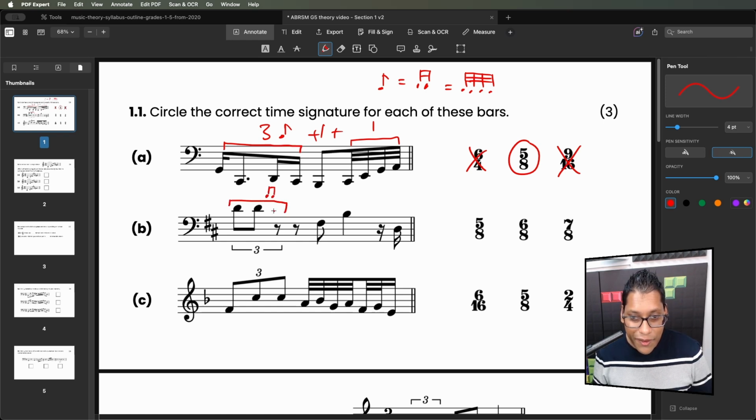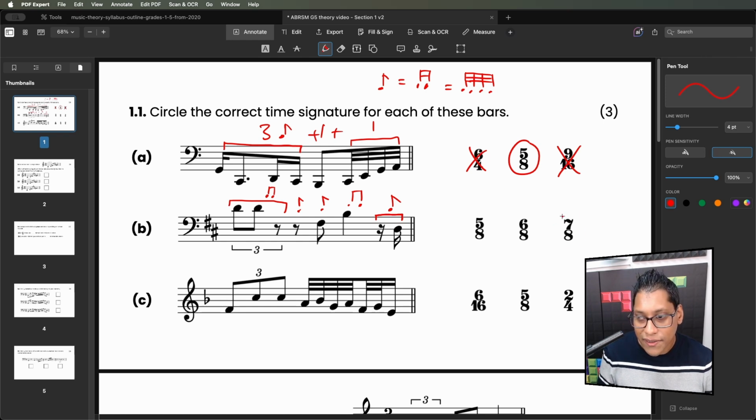Now let's count the rest of these quavers up. We have 1 here, we have 1 here, we have 2 here, and then we have a semiquaver rest and a semiquaver note. 2 semiquavers equals 1 quaver. So that's our entire bar: 1, 2, 3, 4, 5, 6, 7. It looks like the answer is 7/8, because we have 7 quavers in our bar.